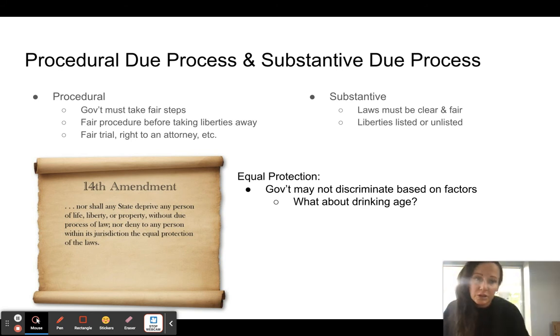Then there's also substantive due process. And that means that in the first place, the substance of the laws needs to be clear and fair. And this counts for all liberties that are both listed and unlisted.